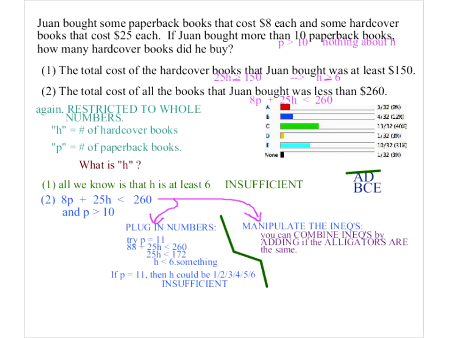So what we need to do, these alligators right now are not the same, but if we multiply this by -8, then we can make them the same and we can cancel the P. So this one we won't touch, but we can multiply the other one by -8. And that'll give us -8P. That'll flip the alligator, and then we can add. So that'll give us 25H is less than 180.